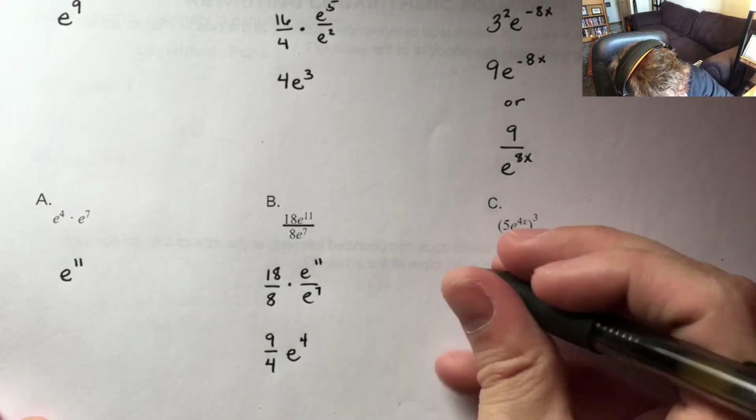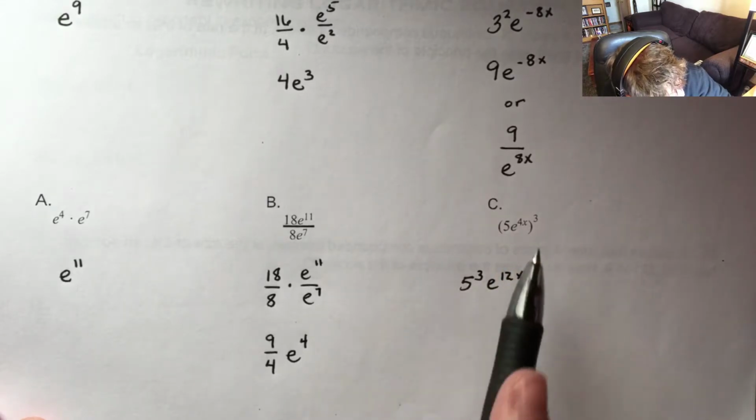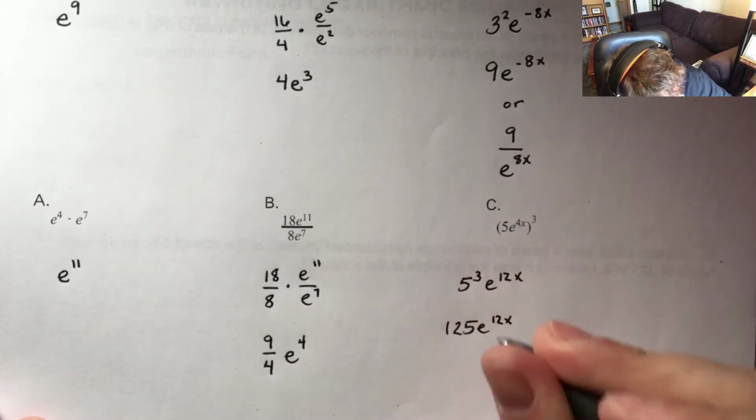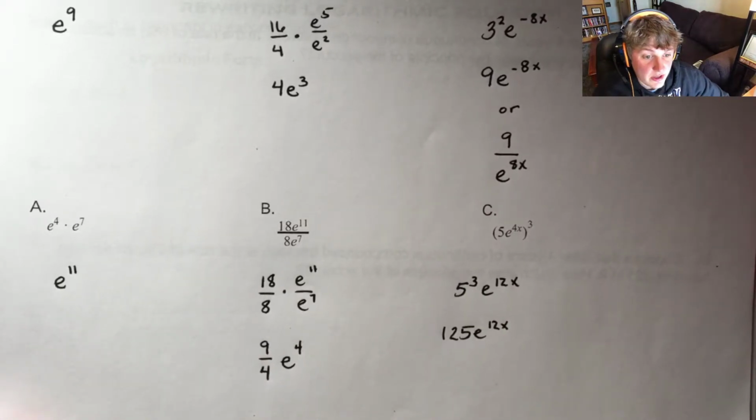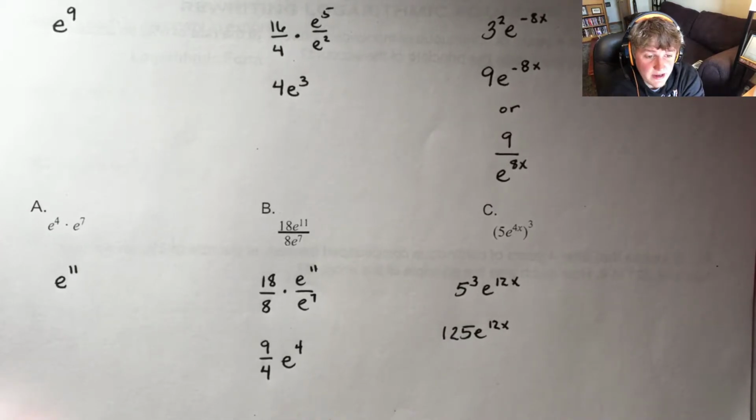And then here we would get 5 to the 3rd, and then e to the 12x, because 4 times 3 is 12. So this ends up being 125 times e to the 12x power. So far pretty simple. The big thing you need to know is e is just a number. Treat it as any other number. So if you need to combine like terms, you can combine like terms as long as it has another e attached with it. And the other thing that we learned is that e is the base rate of naturally and continuously growing exponential properties.